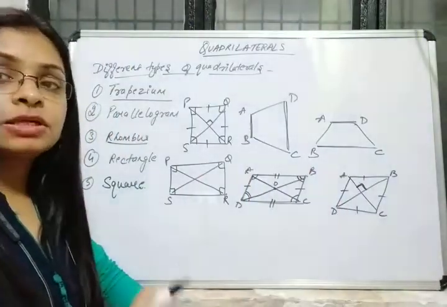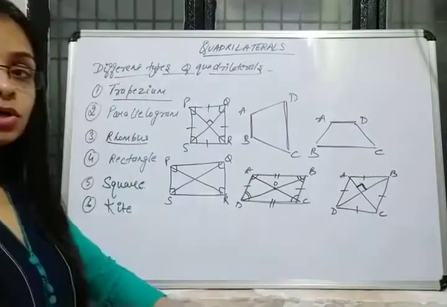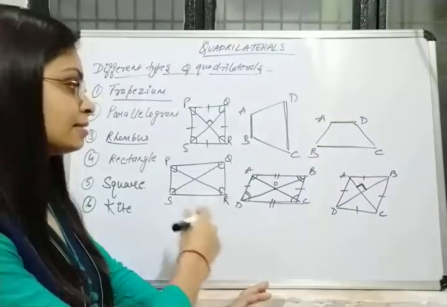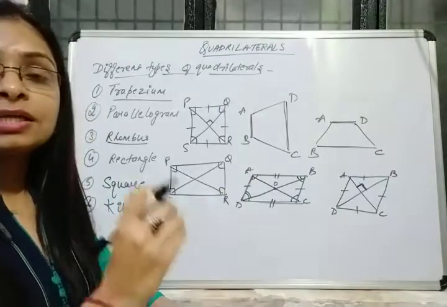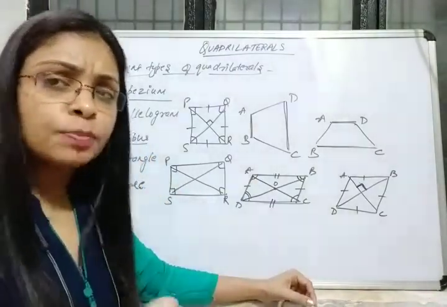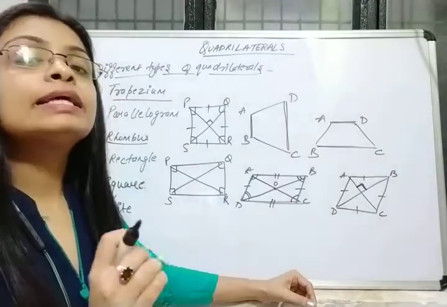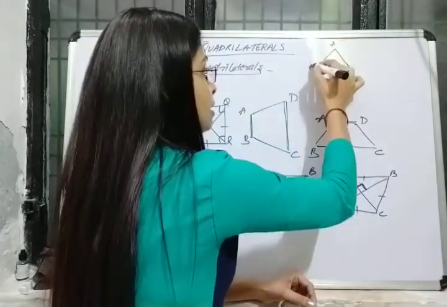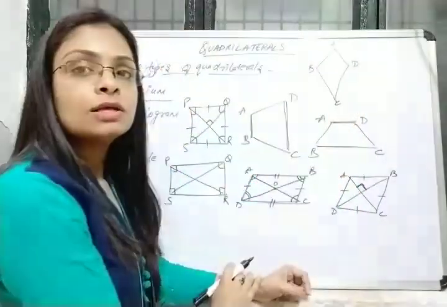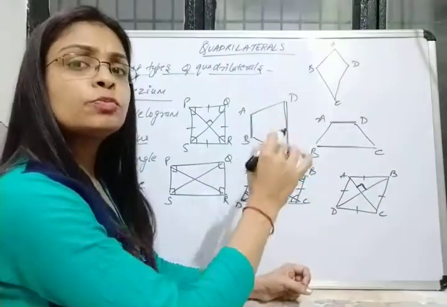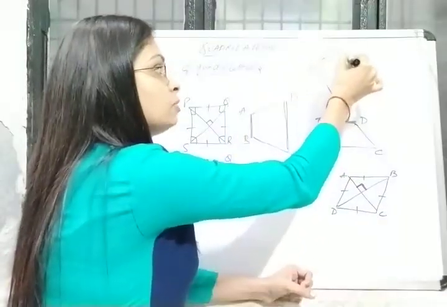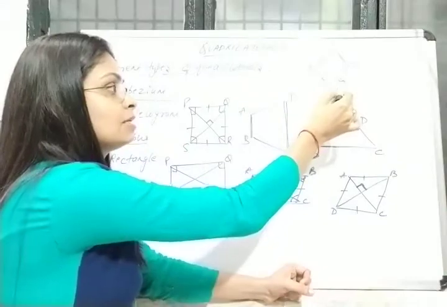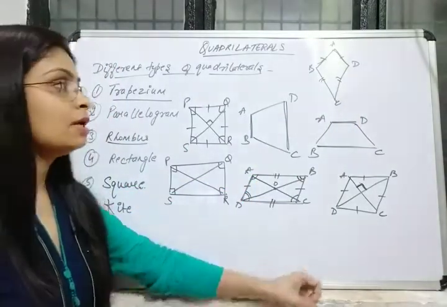Okay, last but not the least is kite. Okay, so kite is also quadrilateral and it is different from all these. A kite is a quadrilateral in which any two pair of adjacent sides are equal, like this. If I draw this and this, so this is A, B, C and D. So a kite is a quadrilateral in which any two pair of adjacent sides, like AB is equal to AD, this, okay, and the next one is BC is equal to CD, this. So any two pair of adjacent side is equal. So it is a kite.